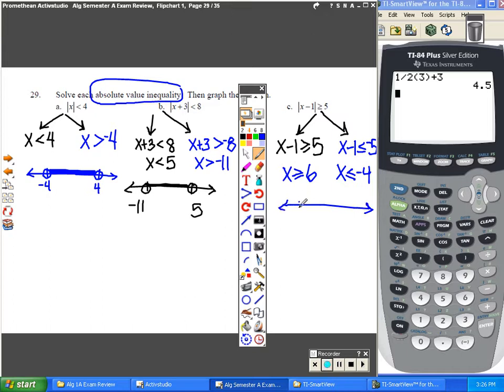Negative 4 is smaller, goes on the left. 6 is larger. x is greater than or equal to 6. That's a solid dot, and it goes towards the greater than side. And x is less than or equal to negative 4. So that goes towards the less than side.